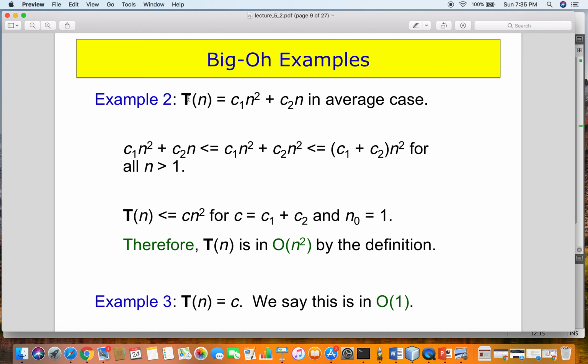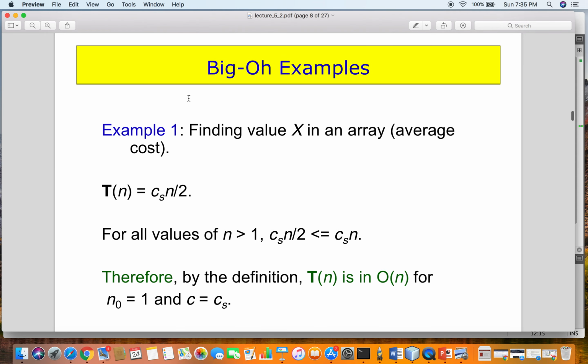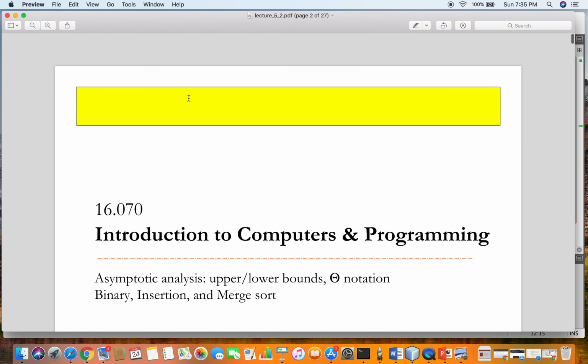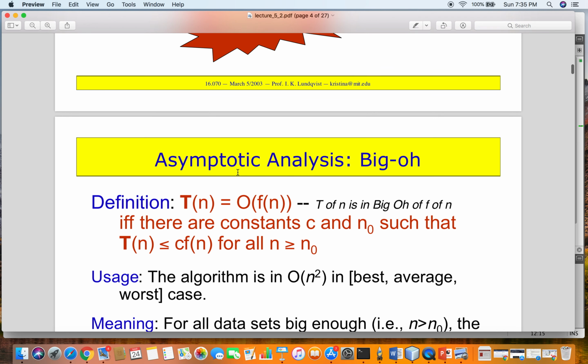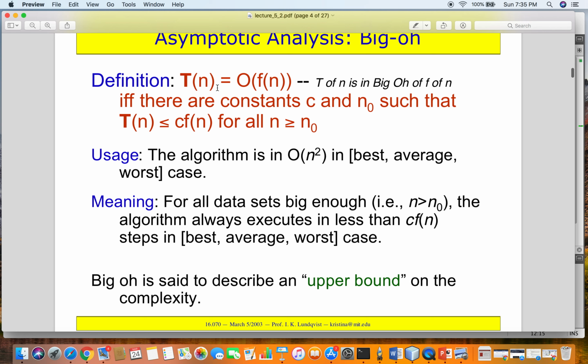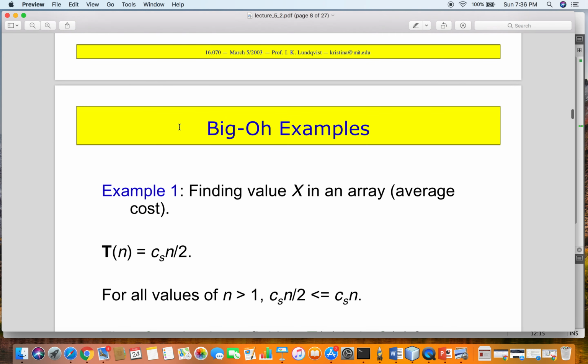So let's see the definition. T(n) is in big O of f(n) if and only if there are constants c and n0 such that T(n) is less than or equal to c times f(n) for all n greater than n0. So we are using the same thing.